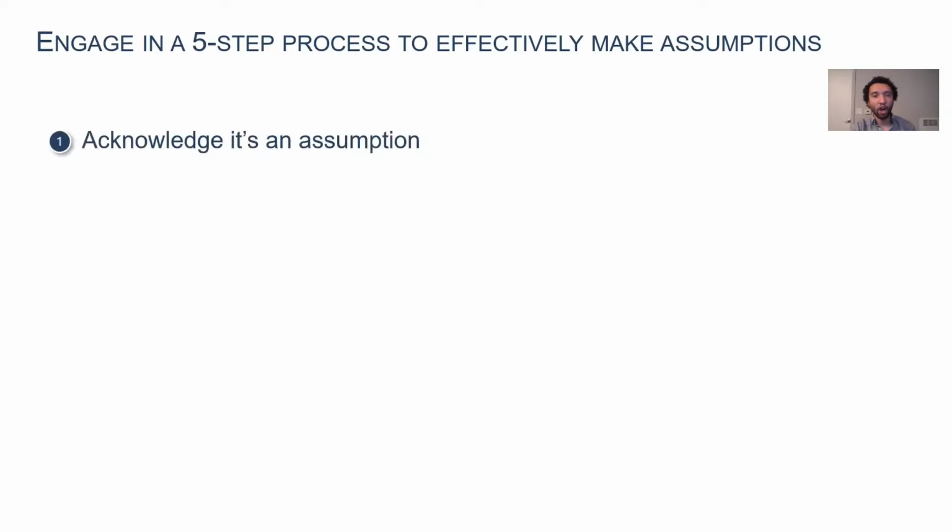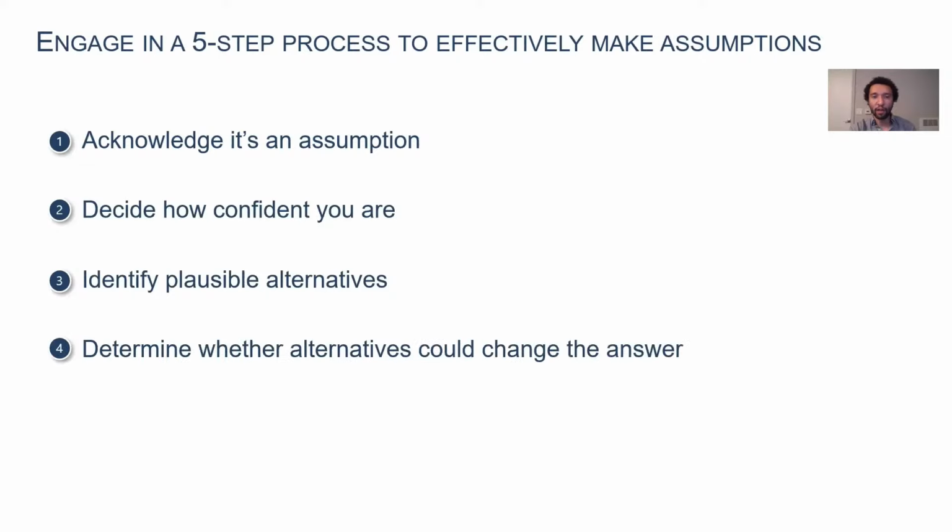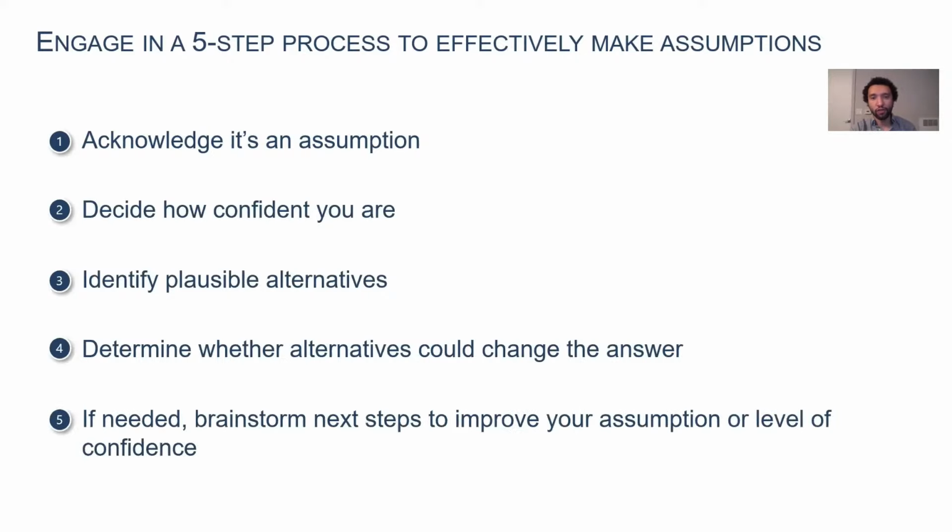First, acknowledge you're making an assumption. Second, decide how confident you are. Third, identify the range of plausible alternative assumptions. Fourth, determine whether any of the plausible alternatives could lead to a different answer. Finally, if the answer could change, brainstorm next steps you could take to improve your estimate or have more confidence the answer is correct.